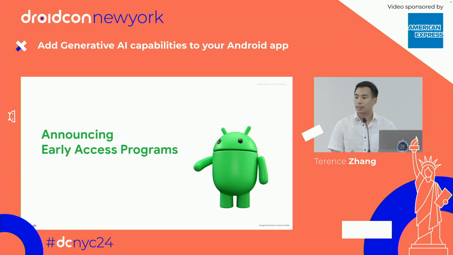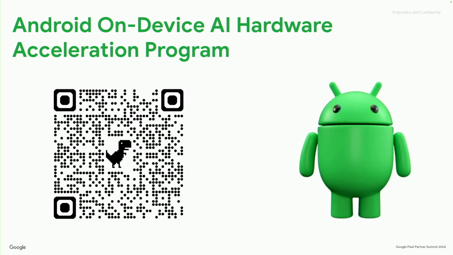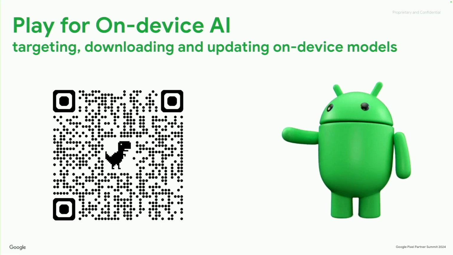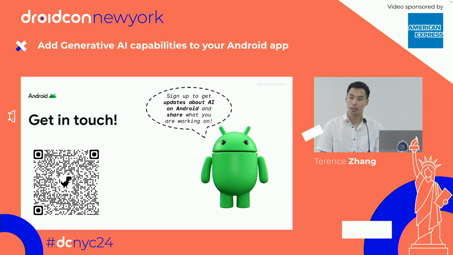Now, we do have a couple early access programs to share as well. So first is the on-device AI hardware acceleration program. If you're interested in helping us map out how we want to accelerate deployment of on-device models, please scan the code here. And then next up is Play for on-device AI, so targeting, downloading, and updating on-device models. Lastly, here's just a generic page for you to get in touch with us, learn more about updates on AI on Android, and share more about what you're working on with us.